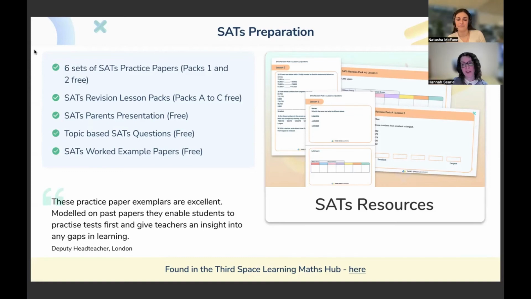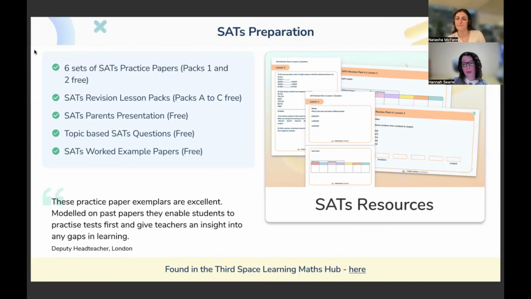And then one of my favorites that we updated last year is the SATs revision lesson packs. These are very specific lessons. So there's normally 2 to 4 lessons in a pack, and they will be about very specific things. So it might be about squared and cubed and prime numbers.